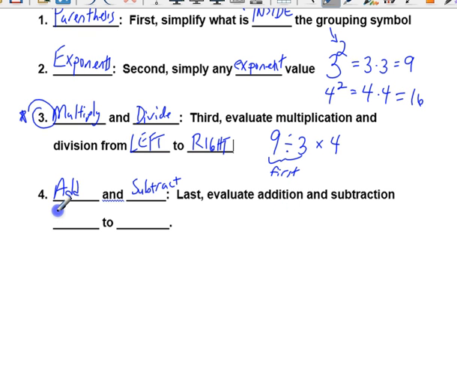Evaluate addition and subtraction. The same rule applies, left to right. Okay, and that's the order that we go. We always have to follow that order.